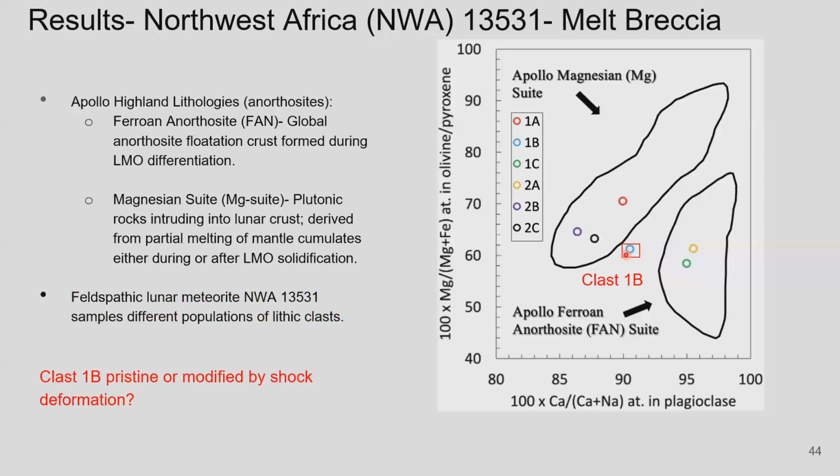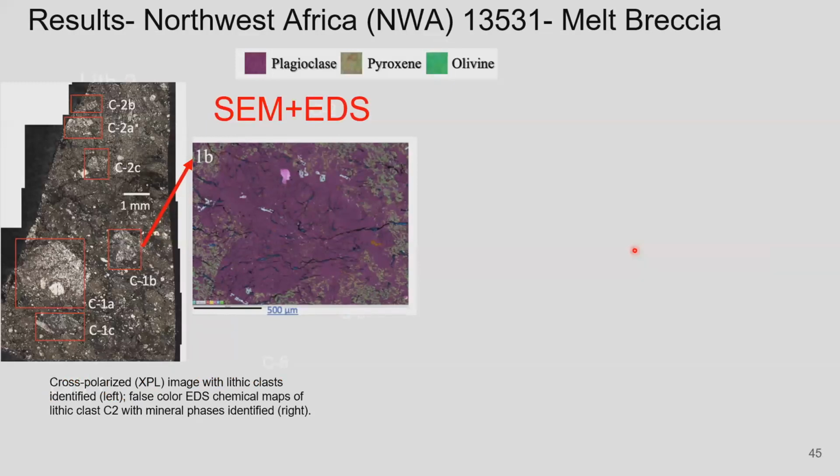That would be something of interest to know, because it would mean that if we're looking at lithic clasts in lunar meteorites, we need to be careful about what their chemical compositions tell us. Maybe they don't plot where they should, and maybe they've been altered chemically. So for this, we focused on clast 1b, which is right here.